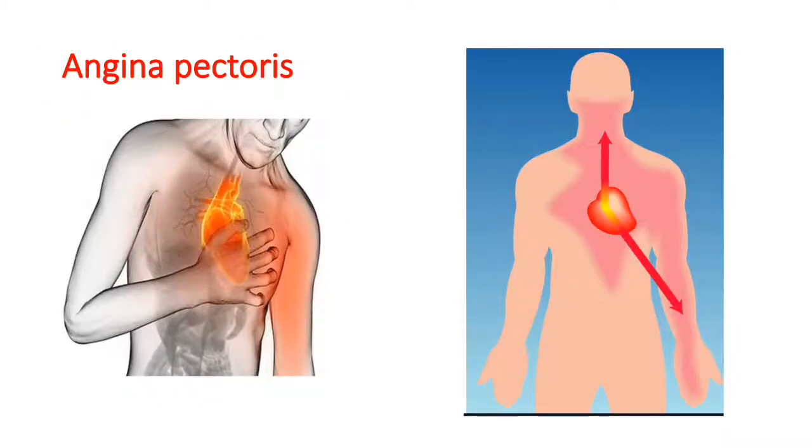Here you can see the chest pain from here, the sternum is there, it will radiate to the left shoulder and left hand, it will radiate. If these signs are there, it basically means chest pain.